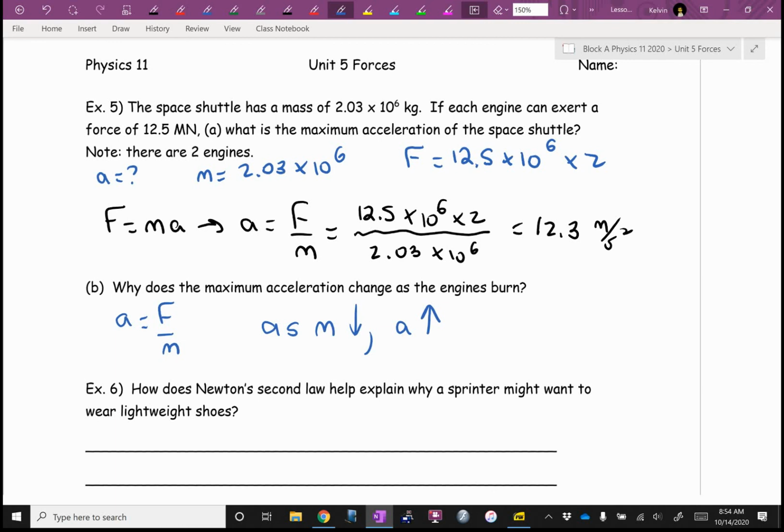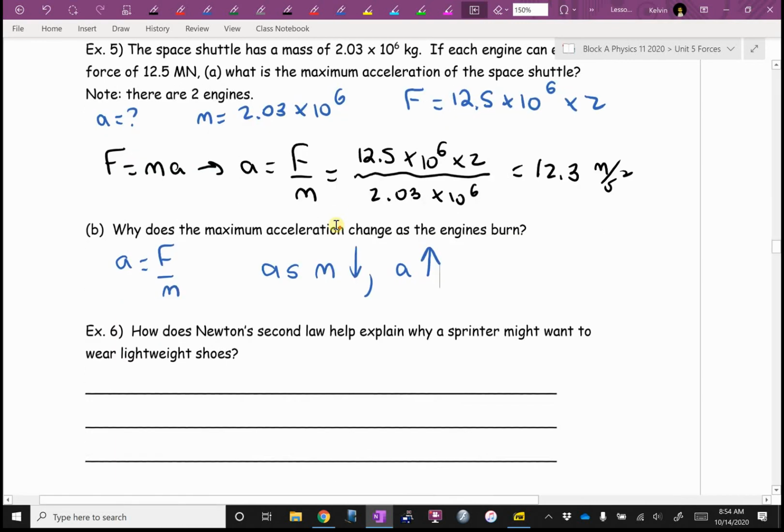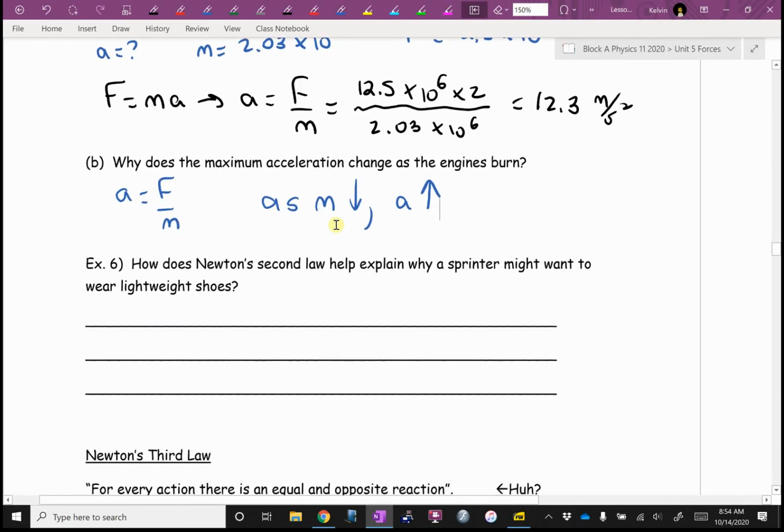I'm talking forces still. Hey, how does Newton's second law, F equals ma, explain why a sprinter might want to wear lightweight shoes? Yeah. Kiana's law again. Let's suppose you've worked out, you've lifted weights, you've maximized the force that your legs are capable of exerting. What else can you control in this equation? Yeah.